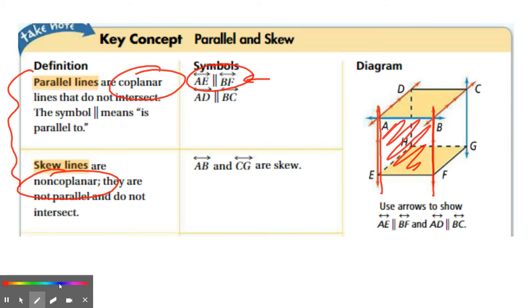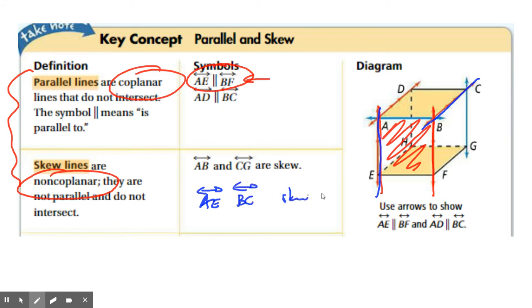You could also look at AE and BC. AE and BC would be an example of skew lines because they are also not going to touch. One is going up and down. One is going at you and away from you. They're not coplanar though. So again, the idea is that they don't intersect, right? In both cases they don't intersect. But parallel is coplanar. Skew lines are non-coplanar. Parallel just means same direction. So parallel lines are running in the same direction. And there's the symbol for parallel, that double 11 symbol.